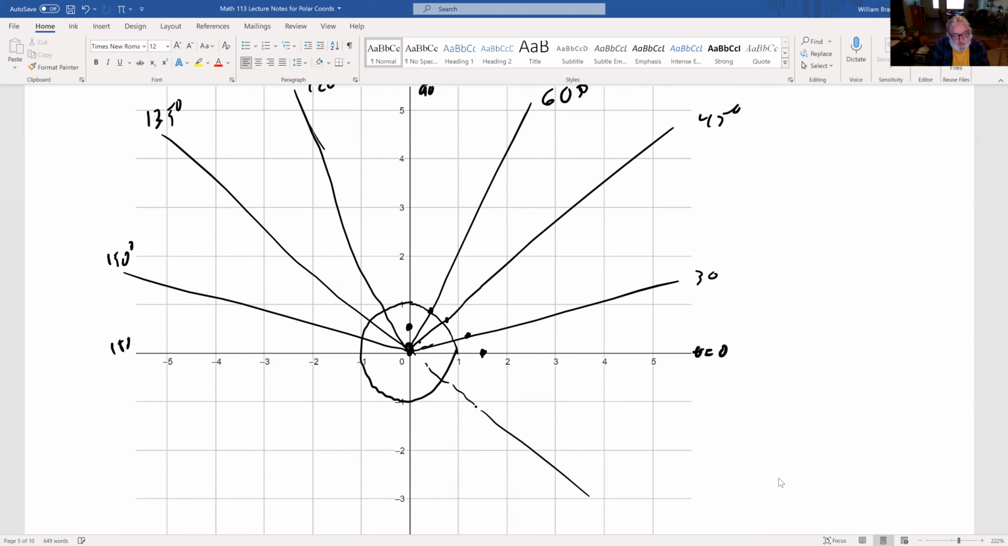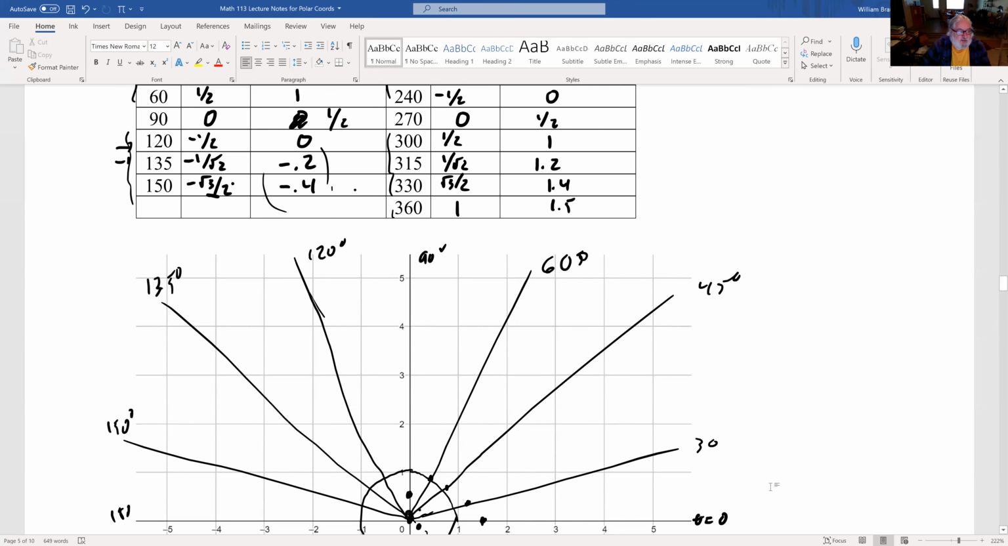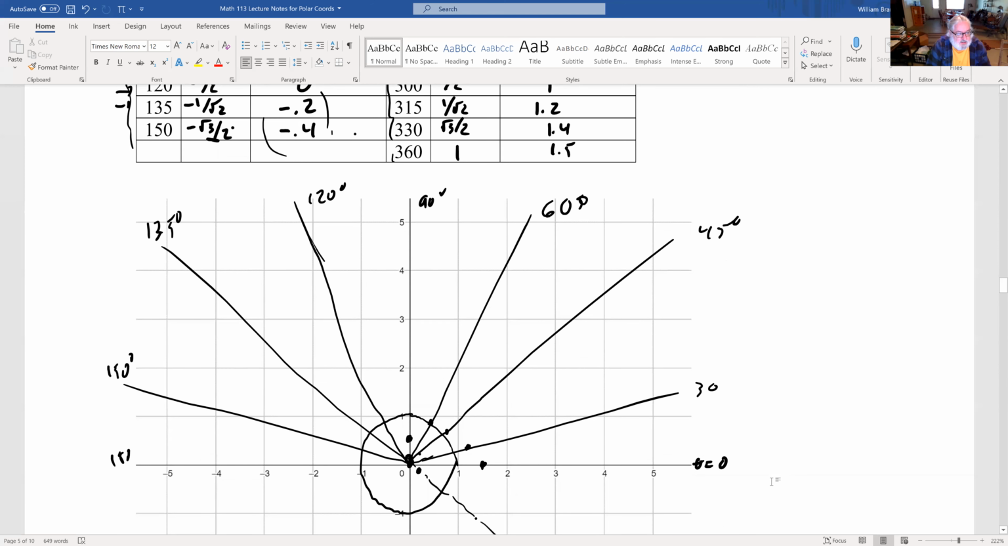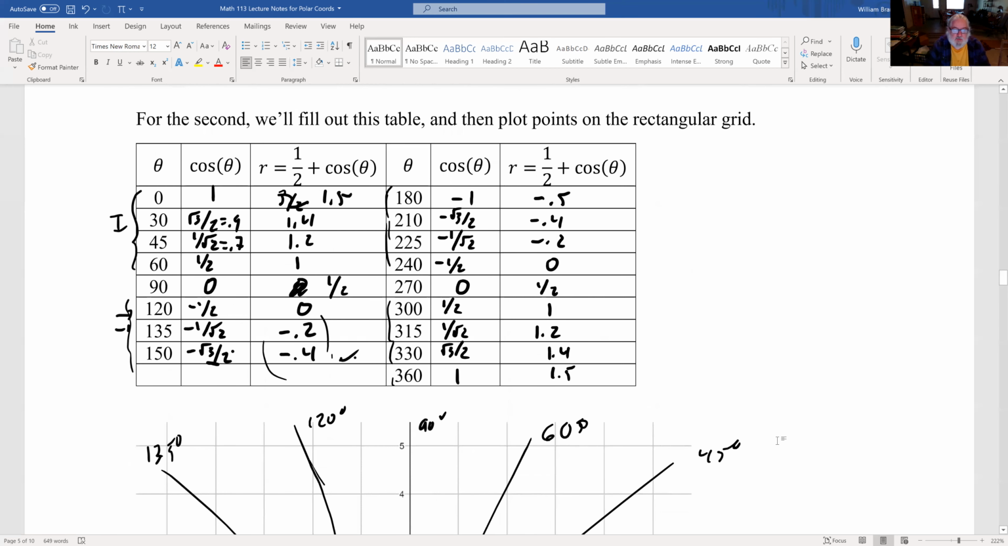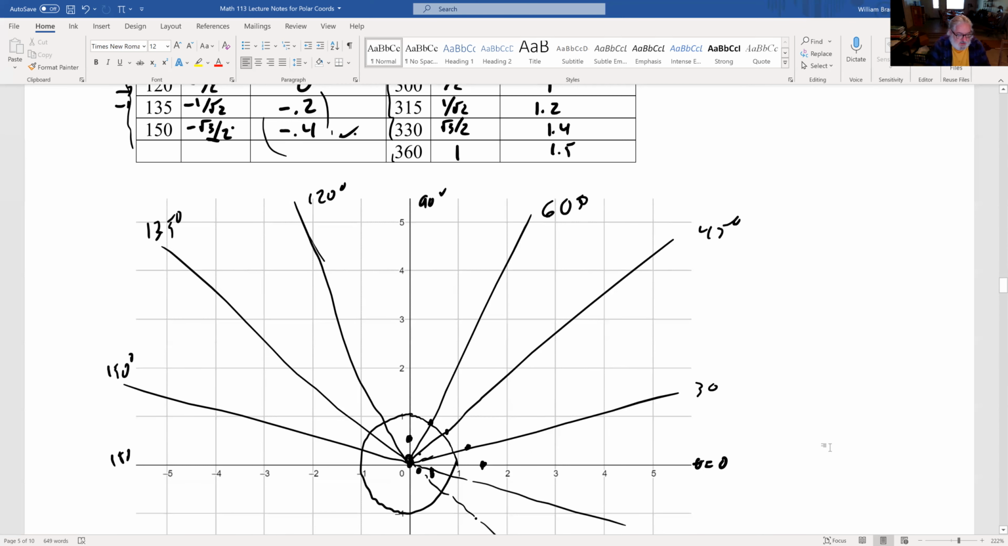opposite direction, 0.2. And at 150, we want to go in the opposite direction because it's a minus 0.4. And so the opposite direction of 150 is here, and minus 0.4 is out there. And then when we get to 180, we want to go minus 0.5. The positive 180 is this direction. We want to go half a unit in the opposite direction. So that gives me this.